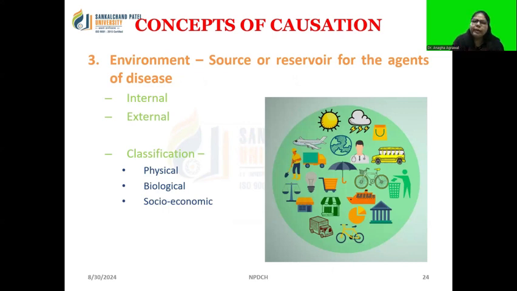And the third thing is the environment, that is the source or reservoir for the agent of the disease. The environment may be internal or external. To give you an understanding, the internal environment means anything which is present inside your skin, and anything present outside your skin makes your external environment. Any kind of temperature or weather, and the work environment around you, are all external environment. Whereas inside you, if there is more acidity, more cholesterol or a high amount of triglyceride, that is your internal environment.